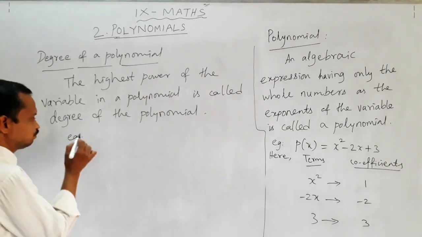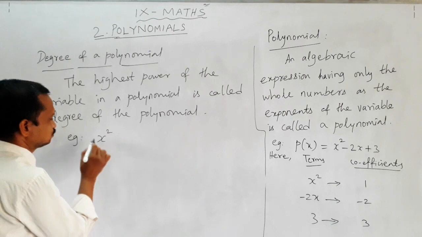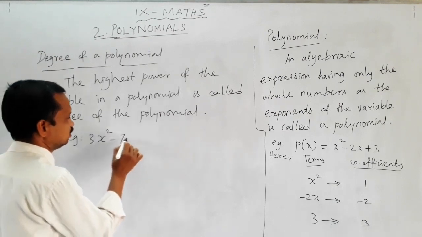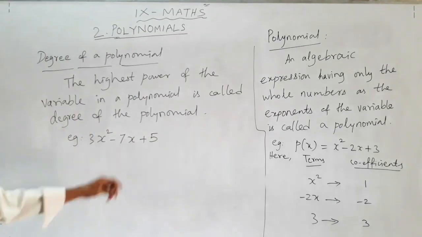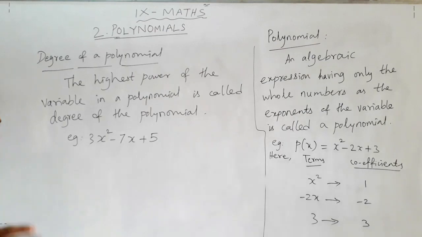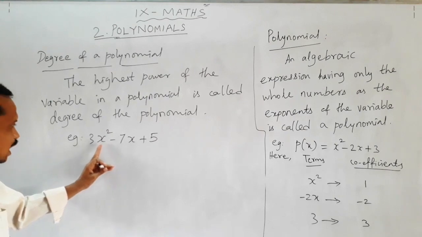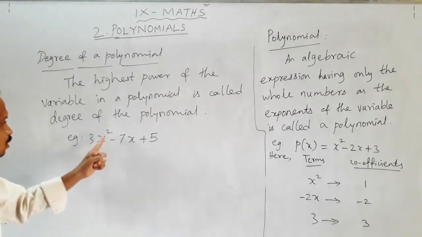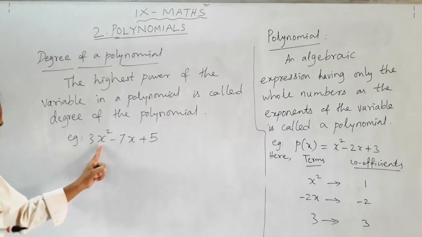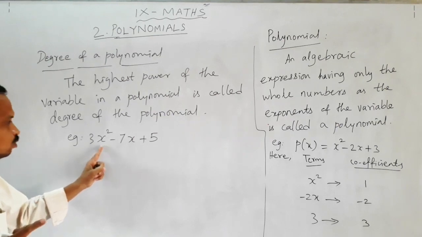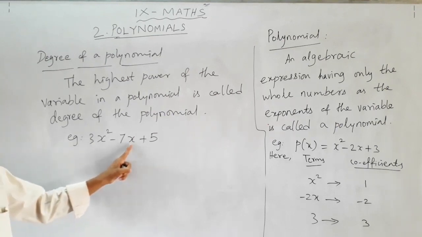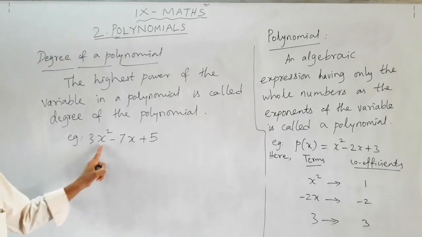So for example, you can take x square. So 3x square minus 7x plus 5. You see here 3 terms, so it is a trinomial, that also you can say then and there. Here x is the variable, only one variable is there. So in that, which has the highest power? Here, the power is 1, but x power 1 is x. Here the power is the exponent, x square means 2.